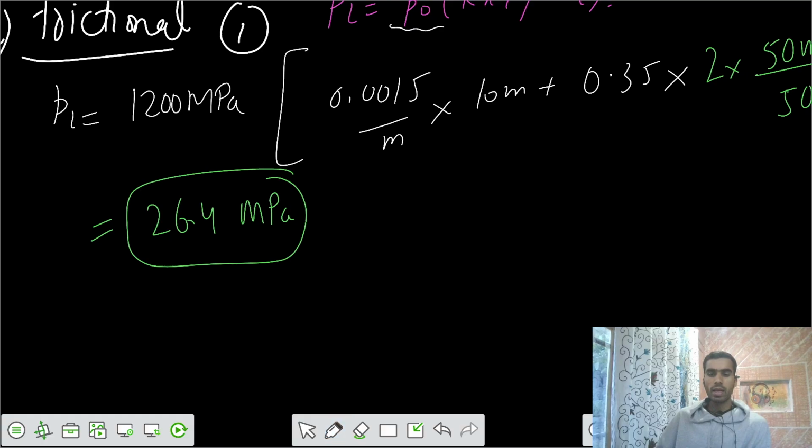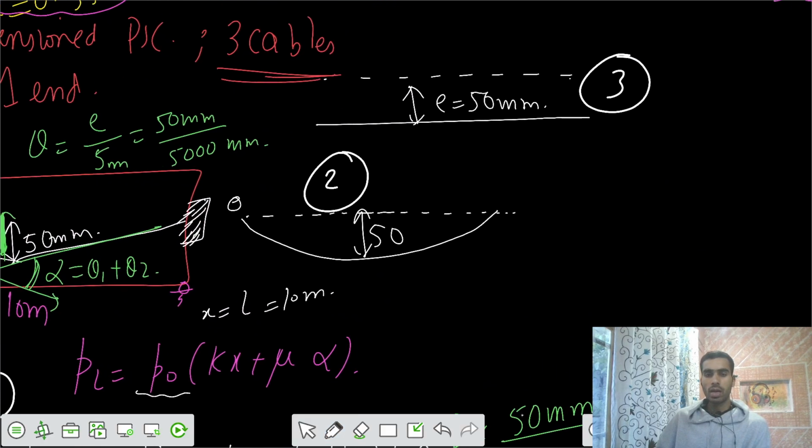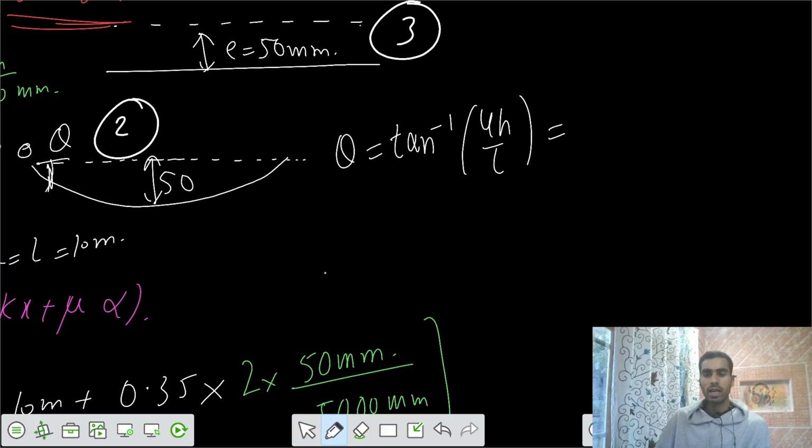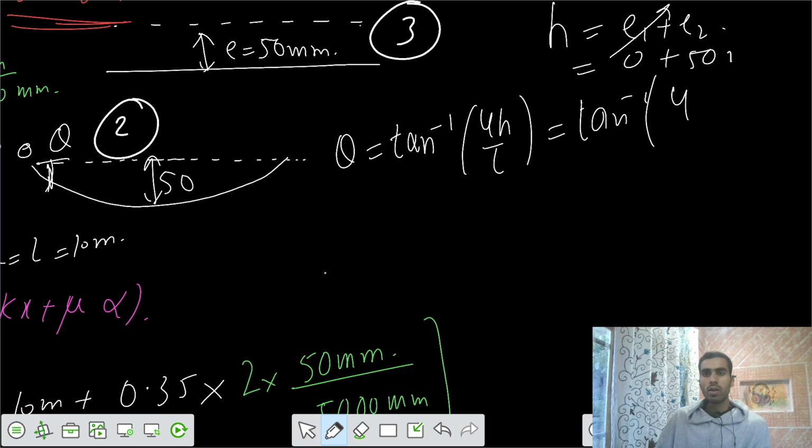So let's take the second case, that we have a cable that's a parabolic cable. For the parabolic cable, we need to calculate theta. What is the theta here? The theta is solved as tan inverse of 4h by L, and that's tan inverse of 4 into h. H value is actually E1 plus E2, but your E1 is 0, so your E2 is actually 50 millimeters. So I will write 4 times 50 millimeters divided by length of L. Your length of L is 10 meters, so 10,000 millimeters. So this is your equation for theta.